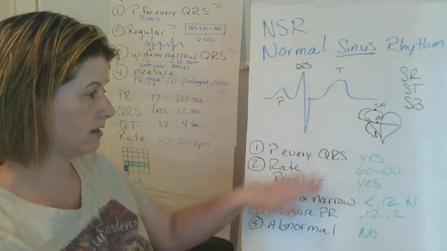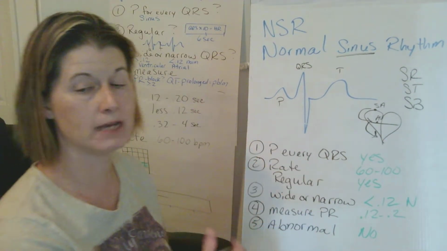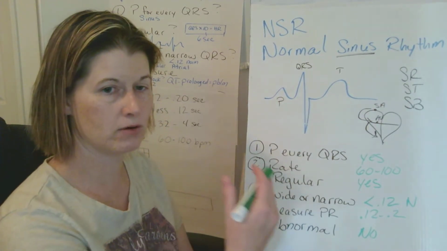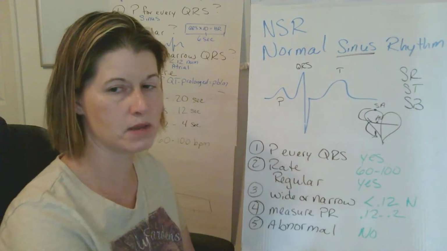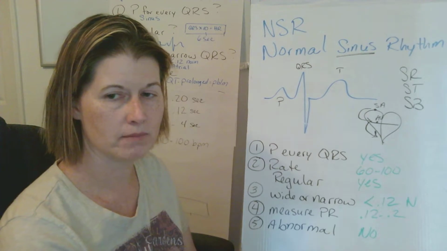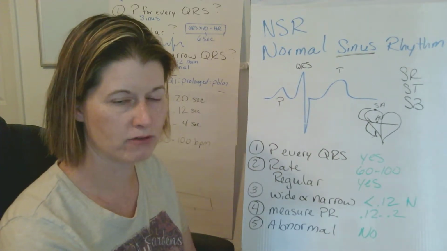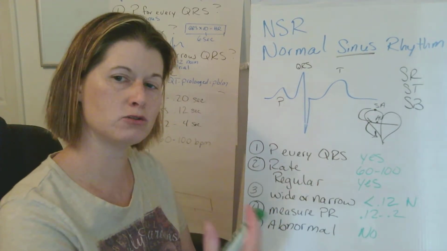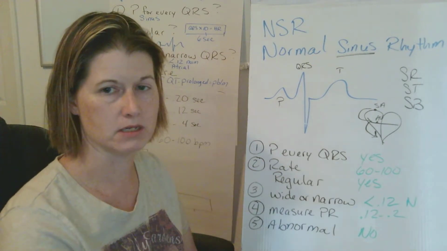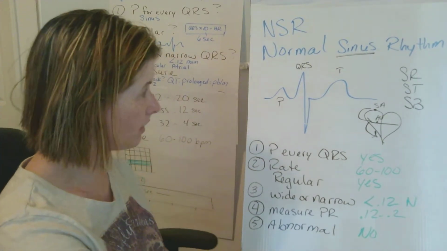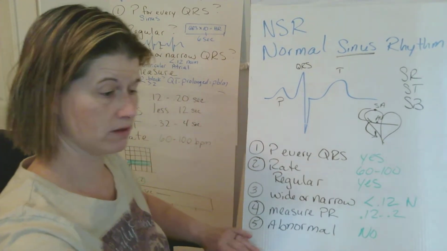Now let's say you had this normal sinus rhythm and you had PVCs. Every once in a while you'd have this big wide beat with no P wave, and generally no T wave. Then you would say I have normal sinus rhythm with PVCs. Okay? So that is normal sinus rhythm.